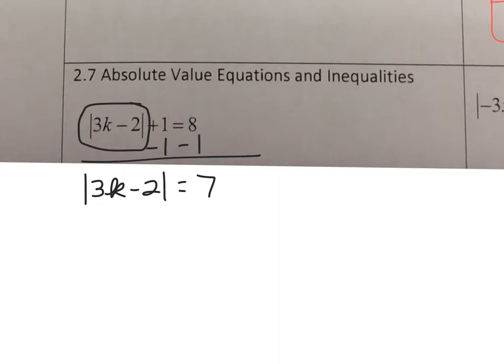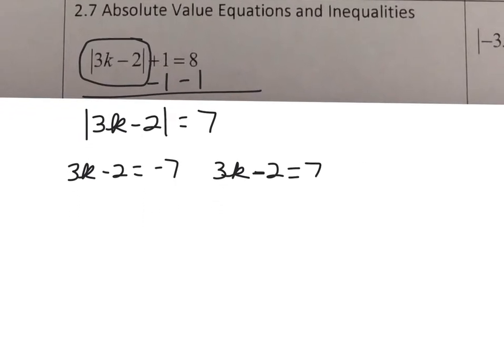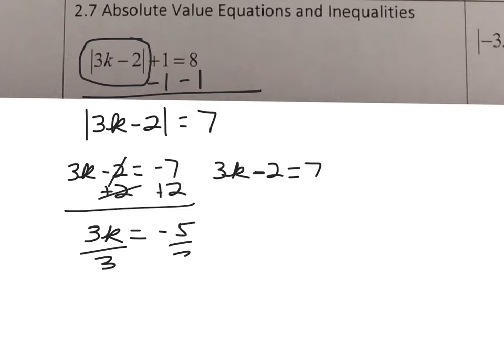So do you remember this? We're going to go 3k minus 2 equal to negative 7 on our first statement, 3k minus 2 equal to positive 7 on the second statement. Now, stop. So, we'll solve both of these, we'll be done. No big deal. So add 2 here, and 3k is equal to negative 7 plus 2, that's negative 5. And divide by 3. So one solution to this equation is negative 5/3.